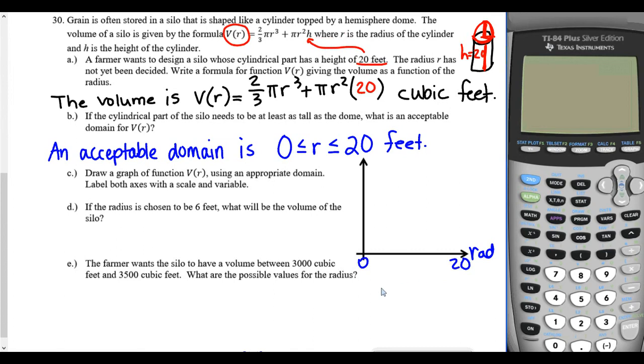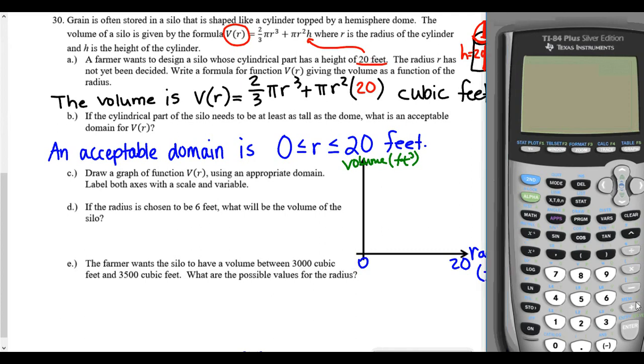And then my volume is coming up here, and that volume is going to be in cubic feet, and I didn't say it down here, but my radius was going to be in feet. I'm not sure how big my volume is going to be, so let's go ahead over to the calculator and put this in and see what happens.